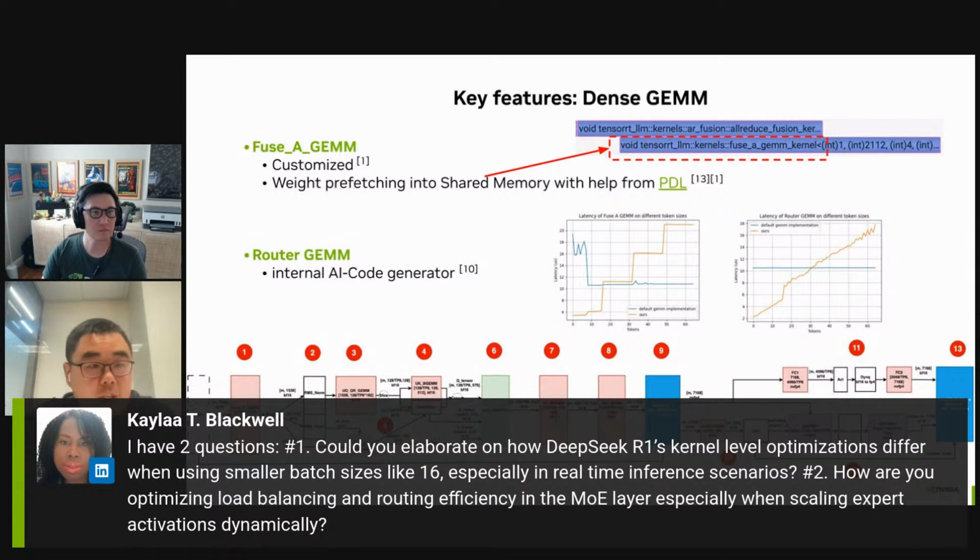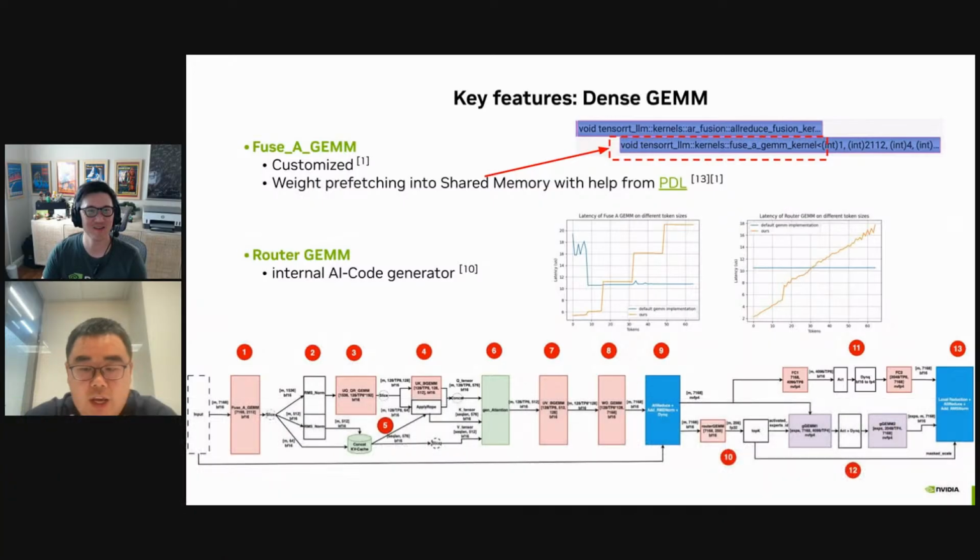Is that okay? I think so. There's a part 2 as well. Mm-hmm. I think you covered that. How are you optimizing load balancing, right? Oh, I think I will discuss this in the following slides, especially for load balancing. I think, Kyla, just wait a minute and Kaifeng will get to it. Yeah, yeah. Okay, go ahead.